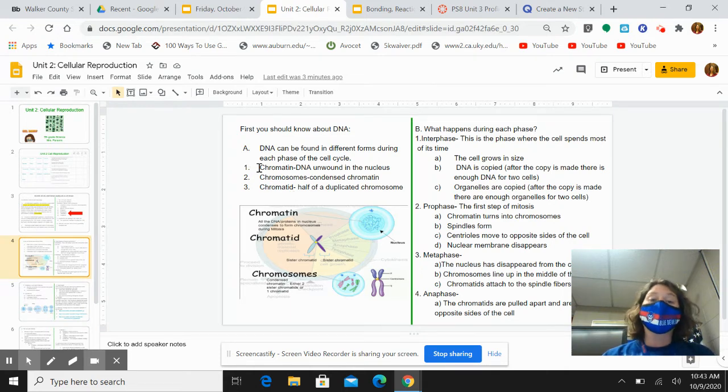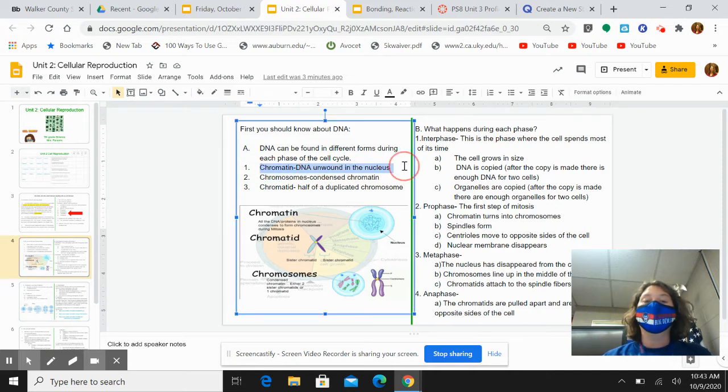So number 1, chromatin is DNA unwound in the nucleus. It looks like spaghetti. Chromatin looks like spaghetti, and if you look down here at the picture in the nucleus, you can see an example of that. Just looks like a bunch of spaghetti piled up there. Number 2, chromosomes. Highlight the chromatin. Chromatin is DNA unwound in the nucleus, if you did not already highlight that.